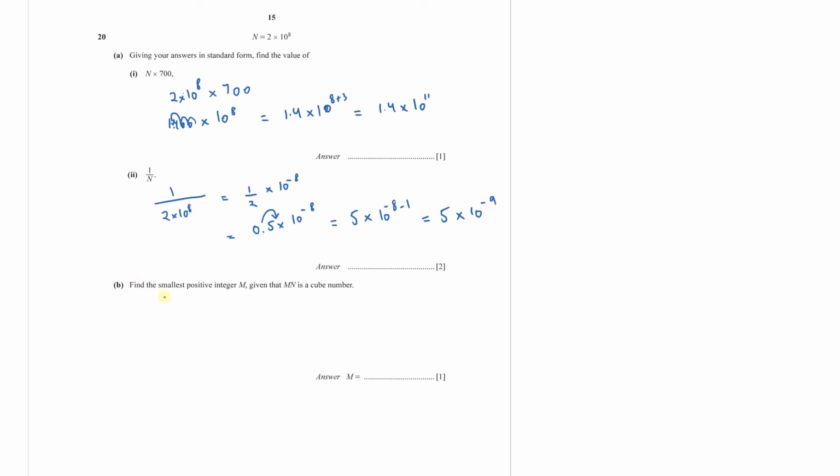Part B is find the smallest positive integer m, given that mn is a cube number. So what will be mn? M times n. So this is m times n. So you have to find the value of m, and n is what? 2 into 10 power 8.